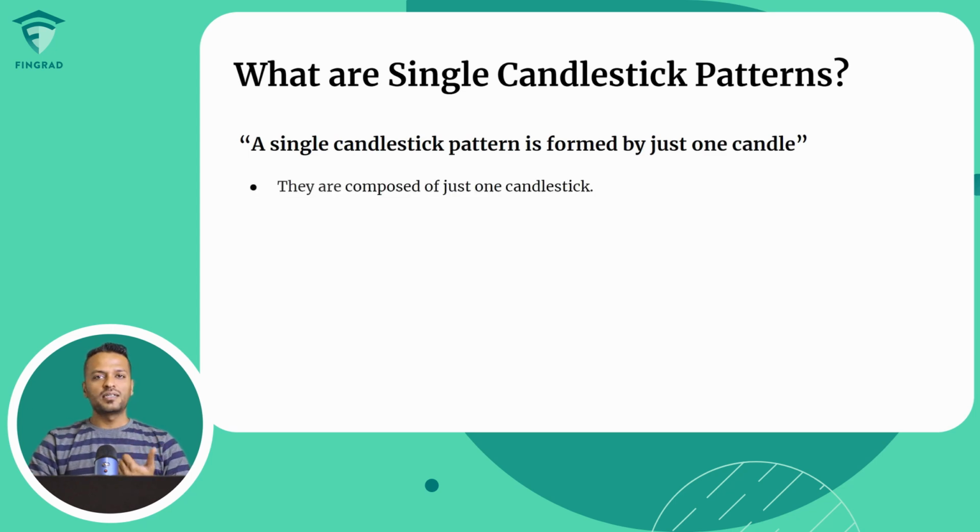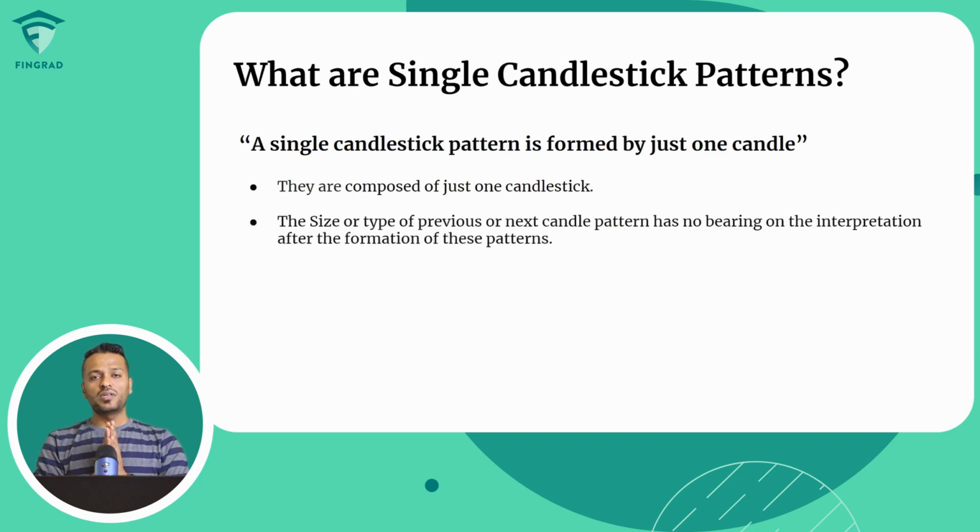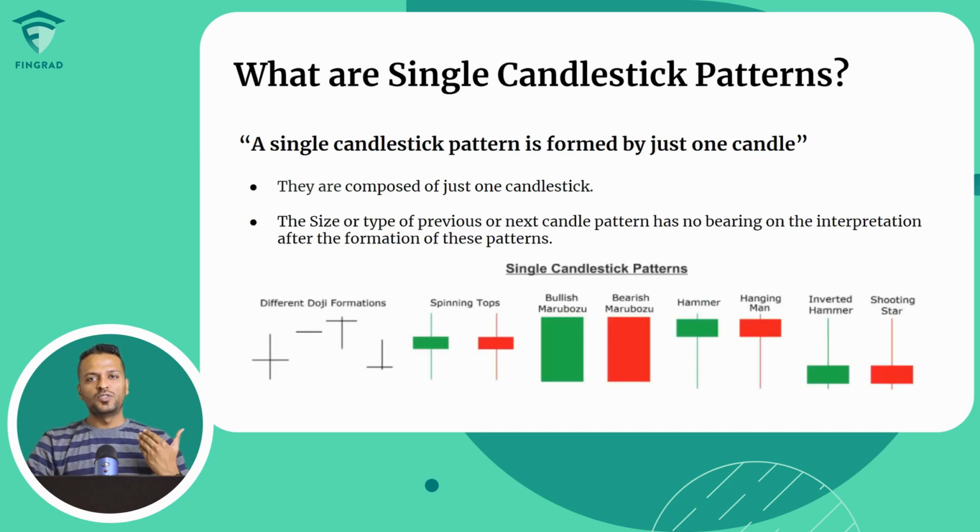As I told you already, a single candlestick is composed of just one particular candlestick for that particular day or session. Most importantly, the size or the type of the previous candle has no bearing on how this candlestick would be interpreted for the next day. It is just an individual candle. Whatever indications we get from this candlestick tell you what could be the likely event transpiring in the next day.